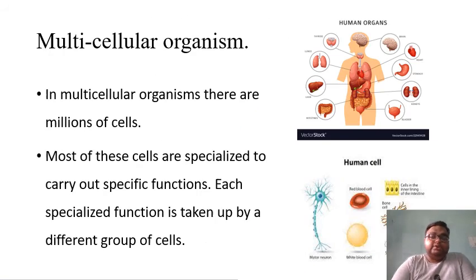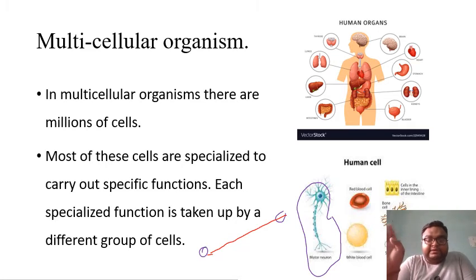Yes, very good. So students, in multicellular organisms there are millions of cells, and most of these cells are specialized to carry out specific functions. For example, this neuron cell is specialized just to carry the nervous impulse. Suppose here is your hand and here is your brain. This nervous cell will communicate between the receptor and the brain. It will tell your brain when you touch a hot thing that you need to remove your hand because you are touching a hot thing, right?